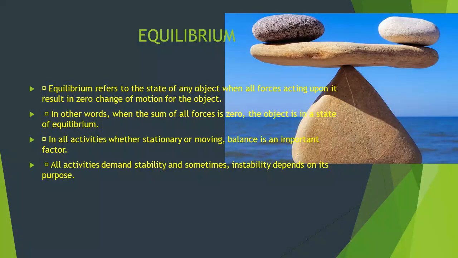Equilibrium. Equilibrium refers to the state of any object when all forces acting upon it result in zero change of motion for the object. In other words, when the sum of all forces is zero, the object is in a state of equilibrium. In all activities, whether stationary or moving, balance is an important factor. All activities demand stability and sometimes instability, depending on their purpose.